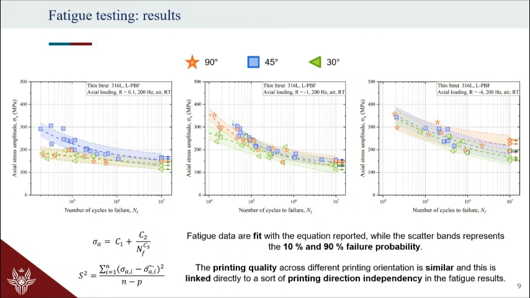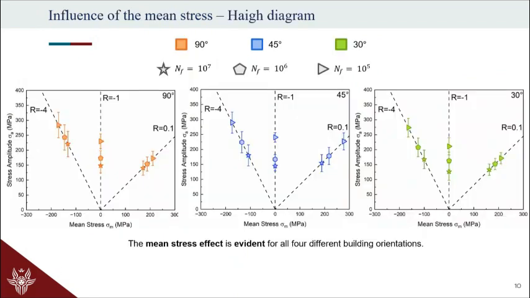Meaning that the selected setup, the selective manufacturing setup, is guaranteeing a quite homogeneous response across all the printing orientations, meaning a high printing quality. What we observe instead, in the diagram, is that we have an effect, of course, for all of the different orientations based on the load case. And this is clear and something that we expect, because if we move from the compressive regime toward the tensile regime, we have a decrement in the fatigue properties.